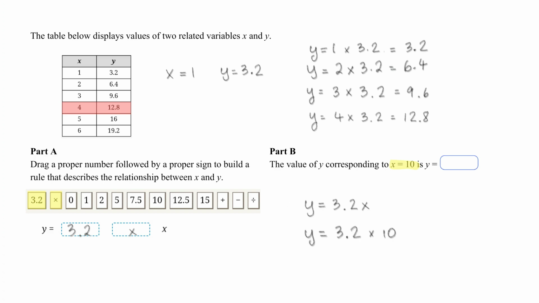Use the powers of 10 rule. When you multiply a decimal by 10, you just move the decimal point one spot to the right. Move the dot. 3.2 becomes 32. So, the value of y corresponding to x equals 10 is 32.